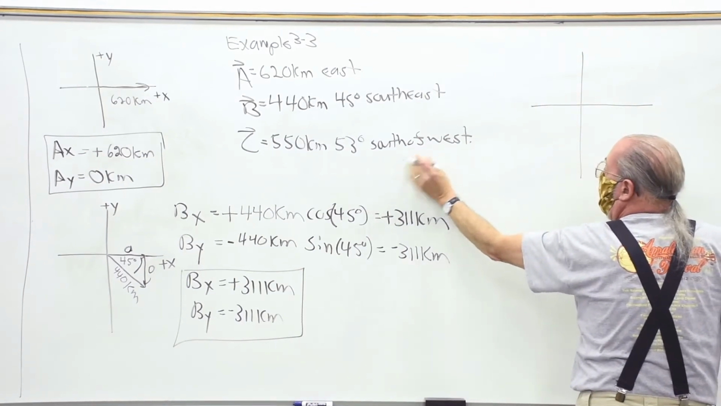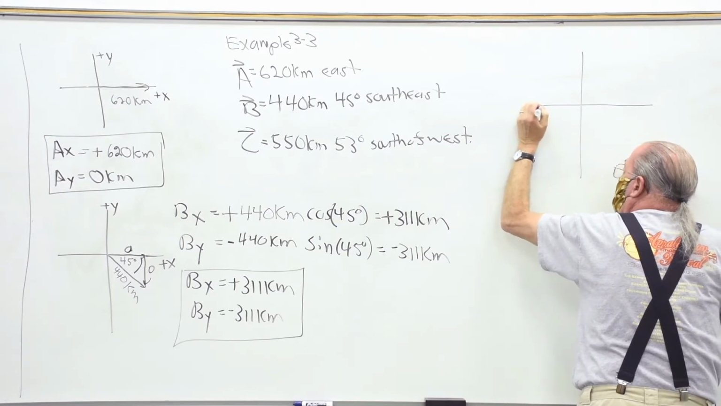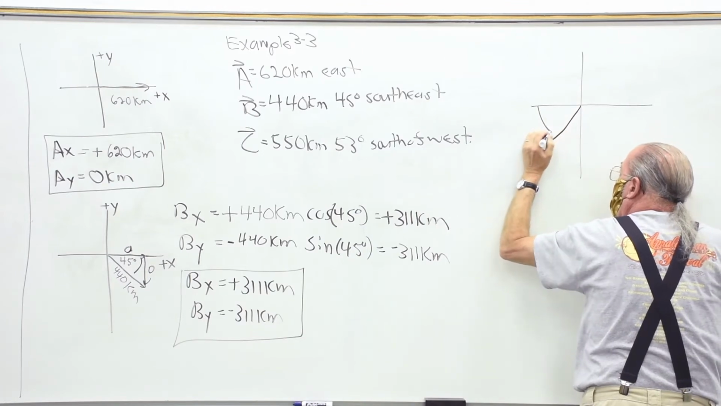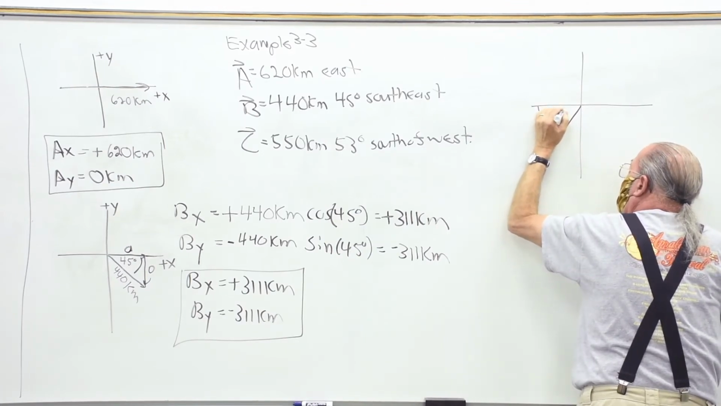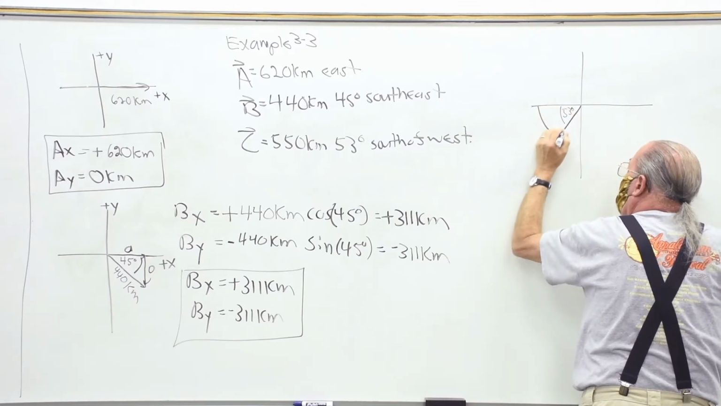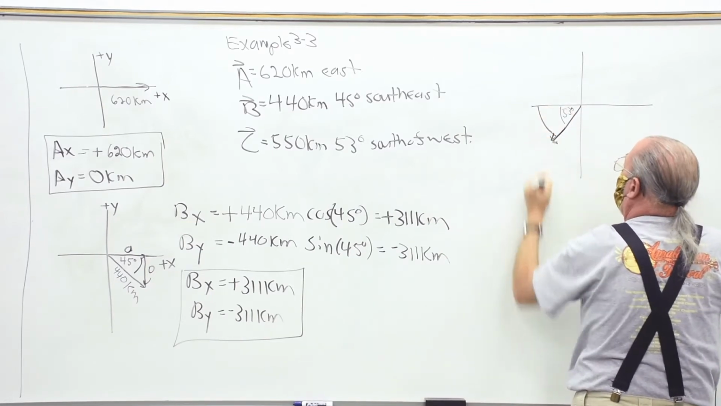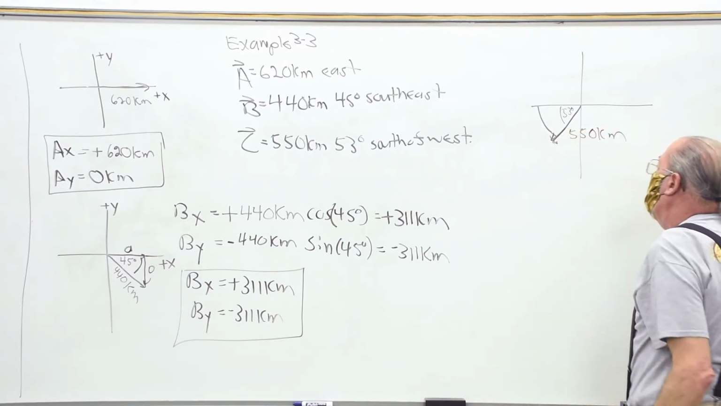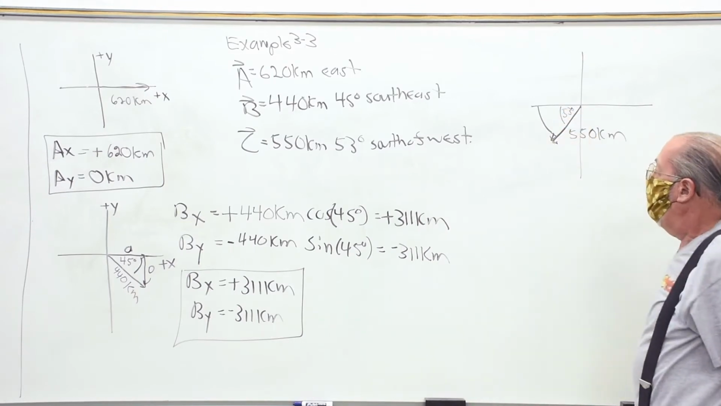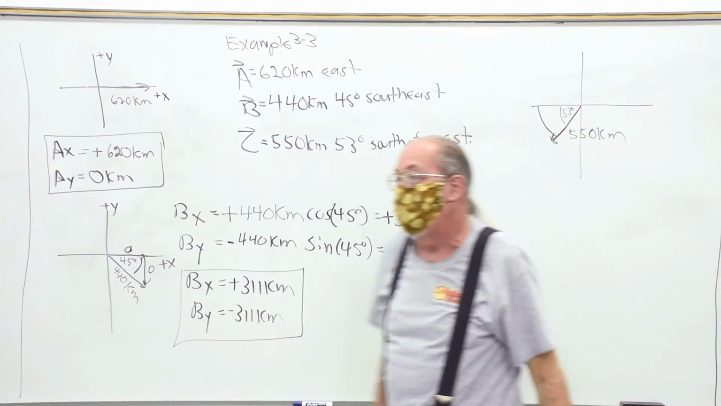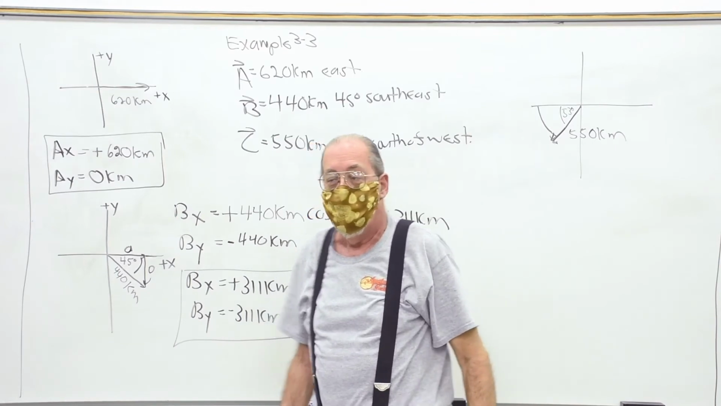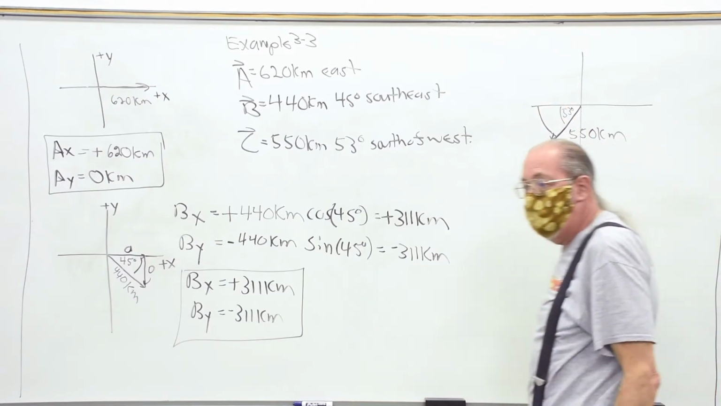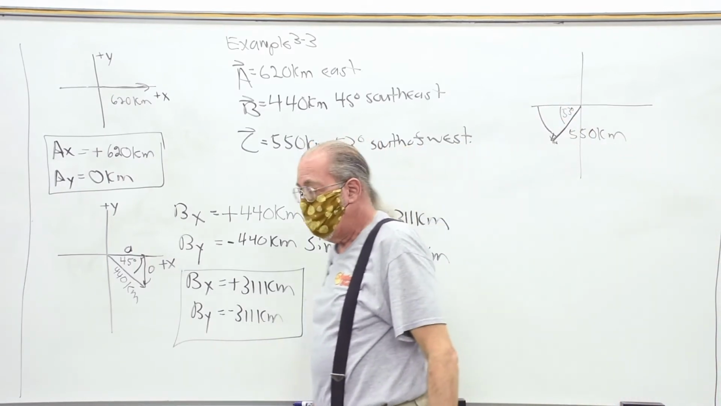South of west, 53 degrees. That means west is here, south of west, we come down here like that, and this is 53 degrees. And this is how much? 550 kilometers. Is south of west the same as west of south? No. If it said west of south, you'd come up here. Different direction. So be careful.